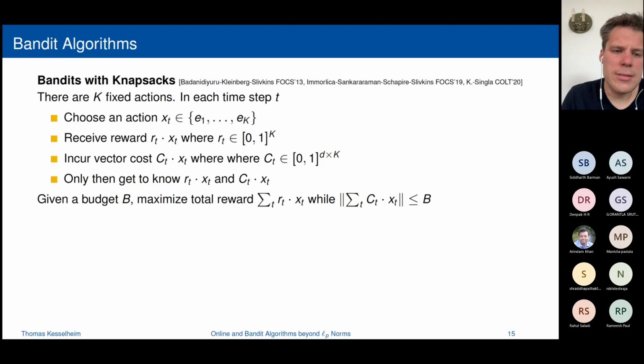We can also apply our techniques to bandits with knapsacks, or to the adversarial version of bandits with knapsacks. What's that problem? There are k fixed actions, and in each timestamp, you can choose one of the k actions. You will receive a reward, which depends on which action you chose, and you will incur a cost vector, which is defined by some cost matrix. But the interesting thing is that you only get to know your reward and this cost vector after you make your choice. Your goal is to maximize your reward subject to the constraint that the sum of these cost vectors is no more than some budget.